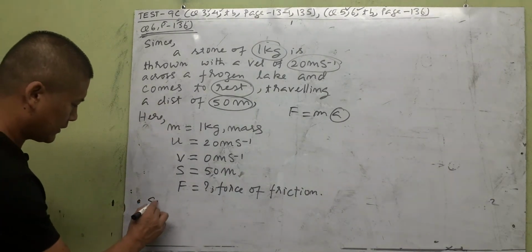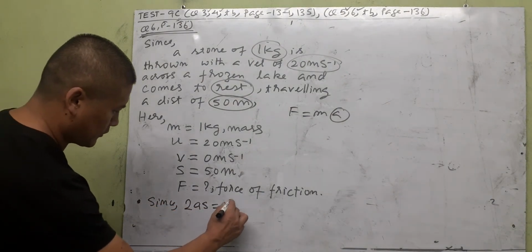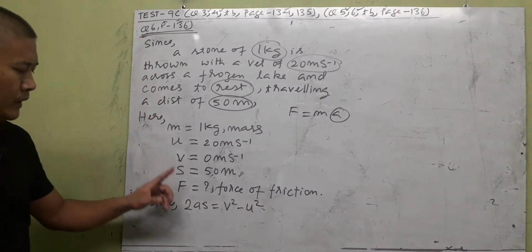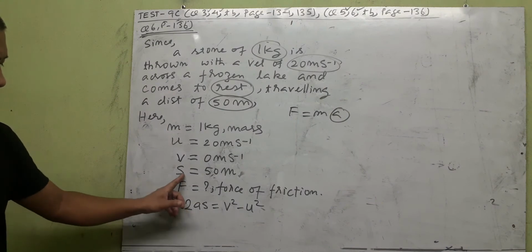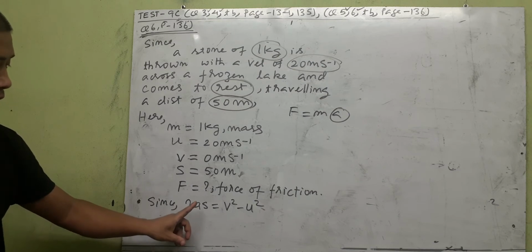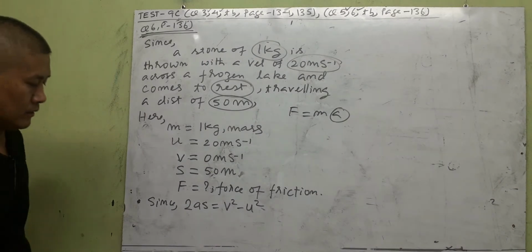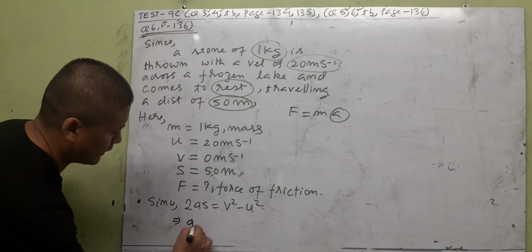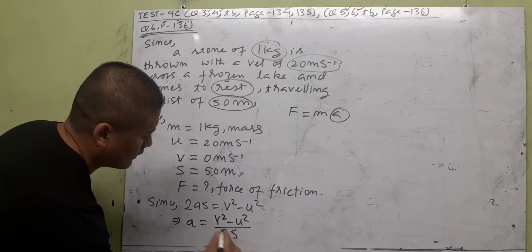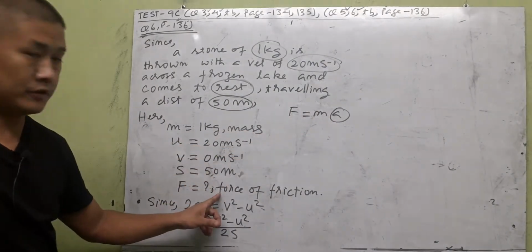Now you will remember that in the chapter on motion, 2aS is equal to v square minus u square. Why are you using this? Because here we are given S, V is there, U is there. So with this help, we can find A. Once you get A, you can multiply that A with the M that is already there. So A equal to v square minus u square divided by 2S, so that we can put this value of A here to find the friction force.